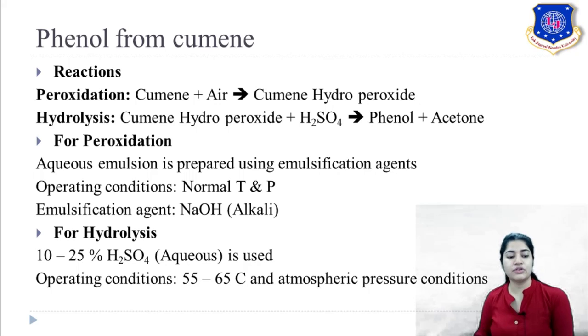Now, let's have a look at the reaction conditions for the individual reactions. For the peroxidation reaction, an aqueous emulsion is prepared. The emulsification agent used here is NaOH, and this reaction is carried out at normal temperature and pressure. Now for hydrolysis, you are using 10 to 25% strength sulfuric acid, and you are operating your reactor at 55 to 65 degrees Celsius, at atmospheric pressure.